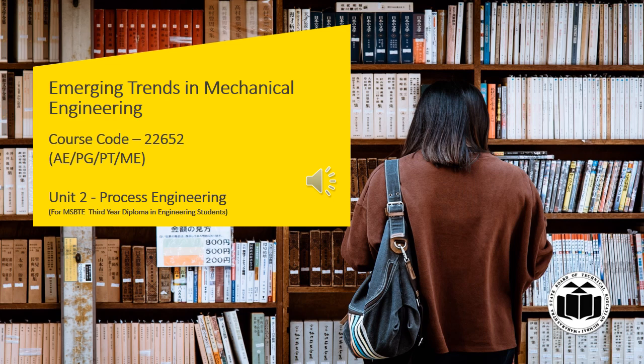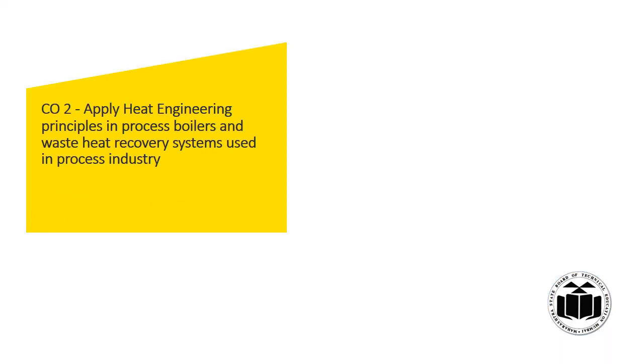Welcome you all to the online course Emerging Trends in Mechanical Engineering. The unit for discussion is Unit 2 Process Engineering. Course outcome: at the end of this course, students will be able to apply heat engineering principles in process boilers and waste heat recovery systems used in process industry.